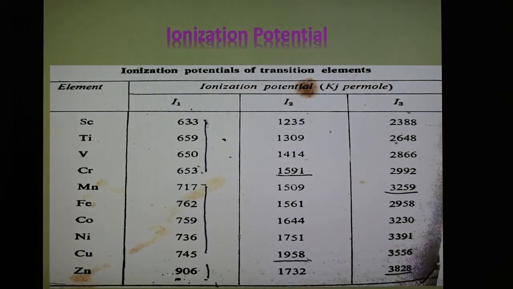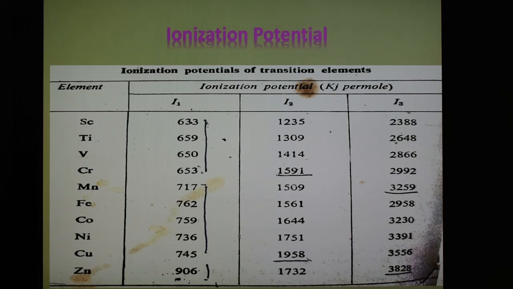And the third property is ionization potential. As we know, what is the definition of ionization potential? It is the amount of energy required to remove an electron from the outermost shell. So this amount of energy required is known as ionization potential. And what is I1? I1 is the amount of energy required to remove one electron from the outermost shell. This is known as first ionization potential.